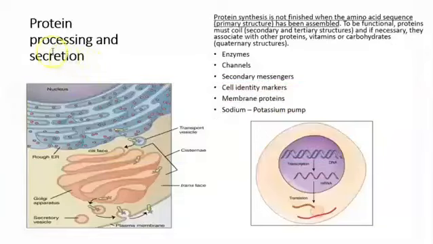So once the proteins are created, they need to be processed. They need to be processed in order to be transformed into something that is going to be useful for the body, such as enzymes, channels, second messengers, cell identity markers, part of your cell membrane. Another example, sodium-potassium pump.